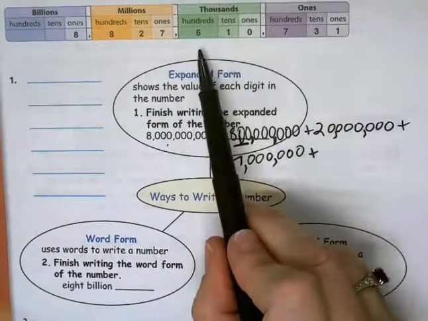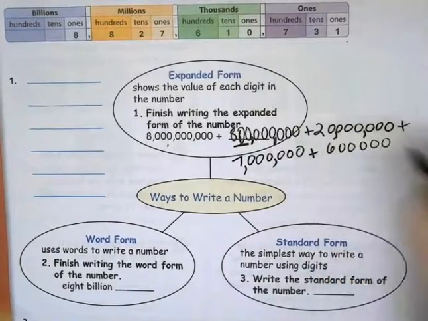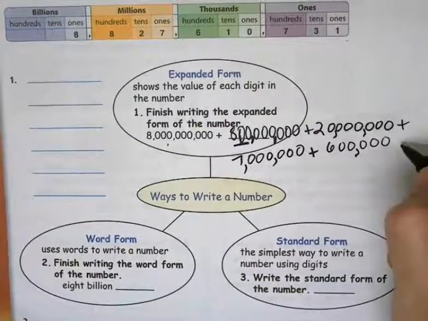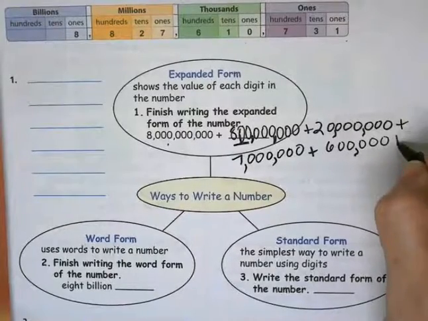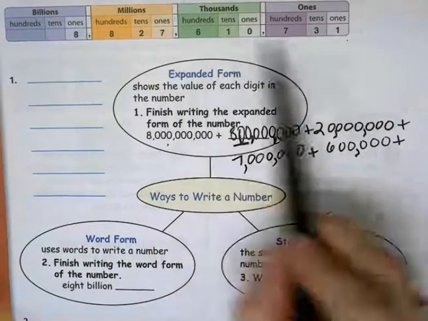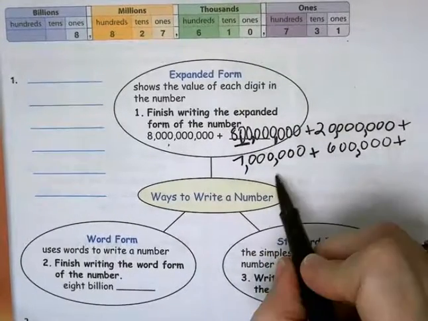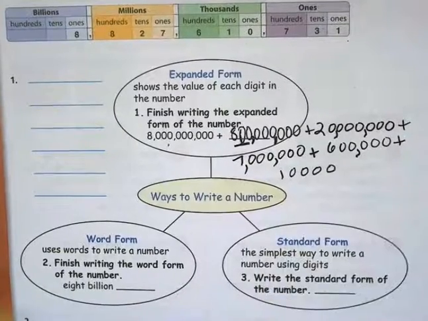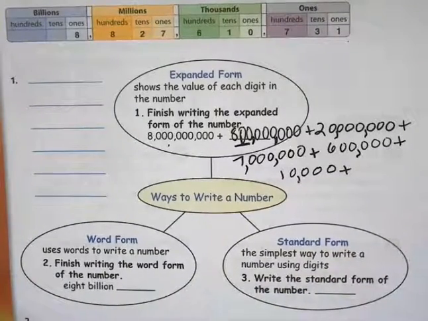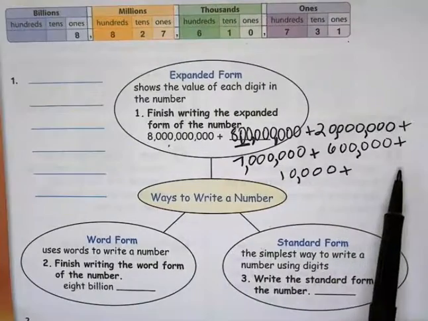600,000. A 6 with 1, 2, 3, 4, 5 zeros. Count back 3. There we go. All right, what comes after 600,000? Right, we have 10,000. A 10 or a 1 with 1, 2, 3, 4 zeros after it. Count backwards. 1, 2, 3. Put your comma. Okay. Now we have nothing here in the 1,000s place, so I don't need to write a bunch of zeros here. We're going to move on.